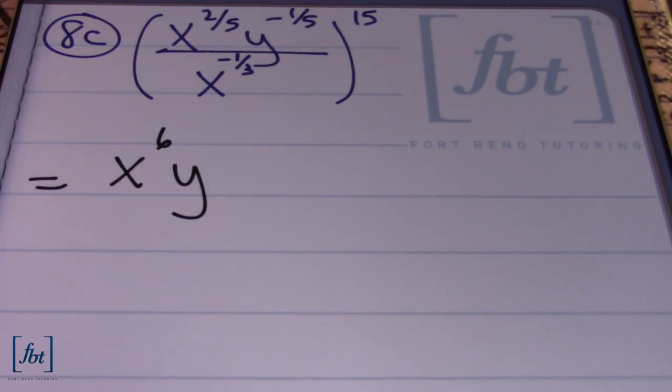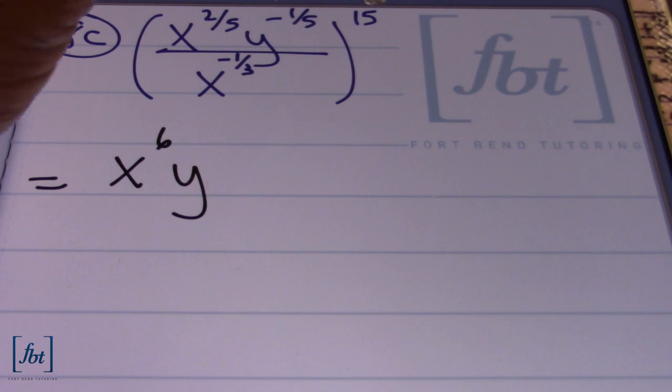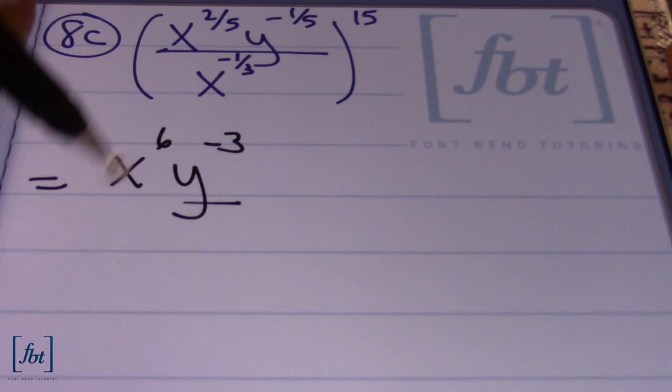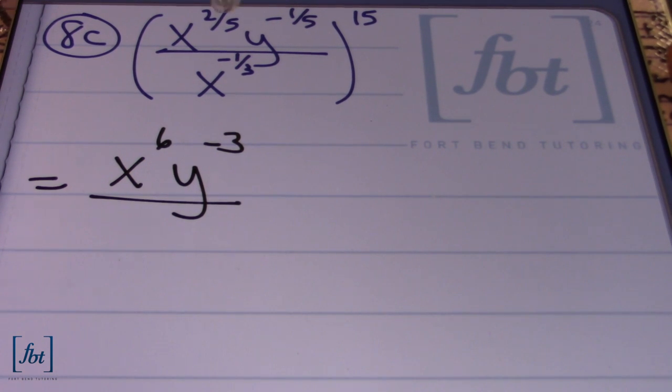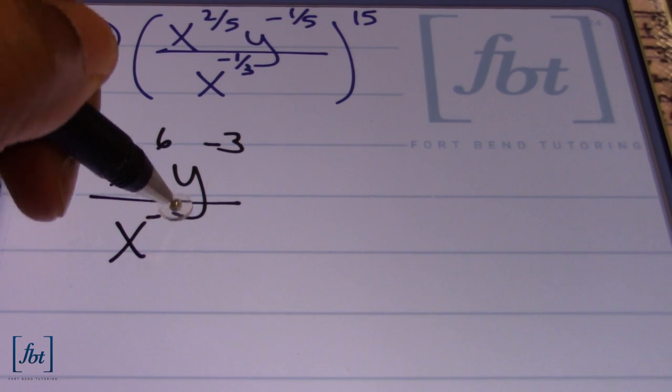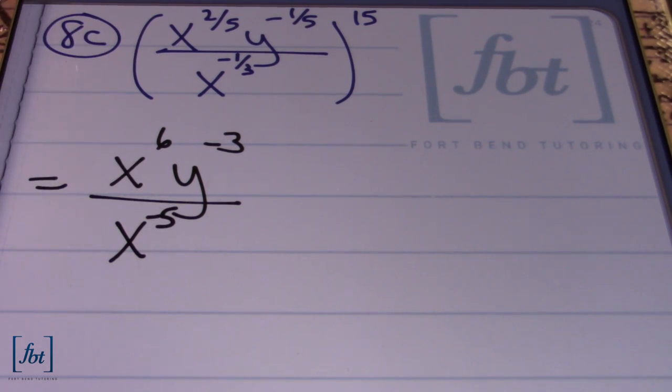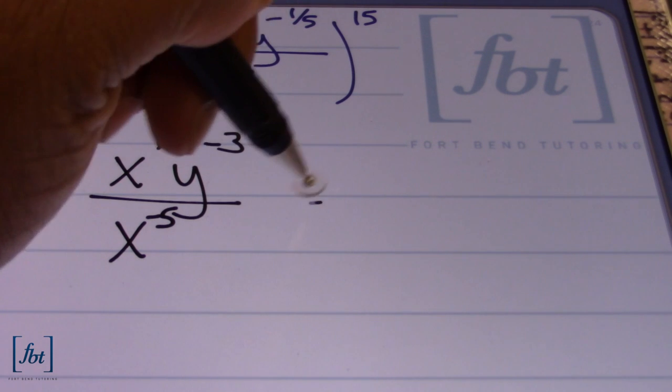I have y. This gives me 5 goes into 15, 3 times. 3 times negative 1 is negative 3. In the denominator, I have 3 going into 15, 5 times. 5 times negative 1 is negative 5. That's x to the negative 5th power. It sure is. I'm getting rid of my negative exponents now.